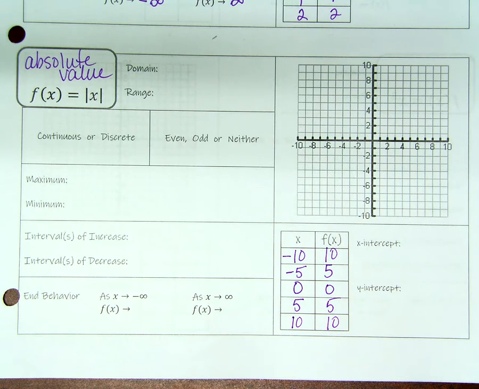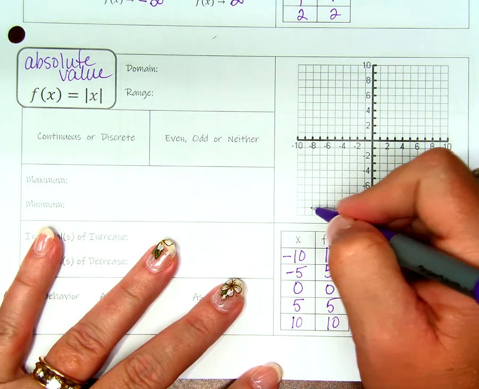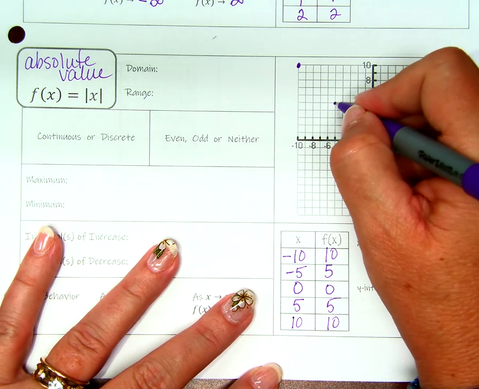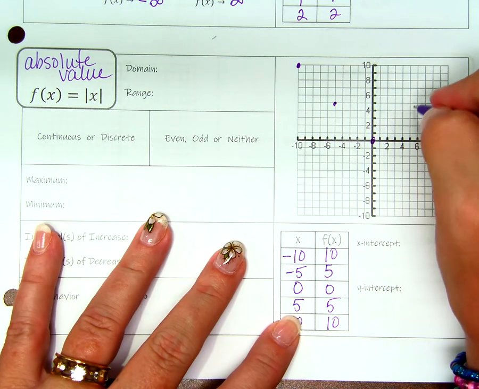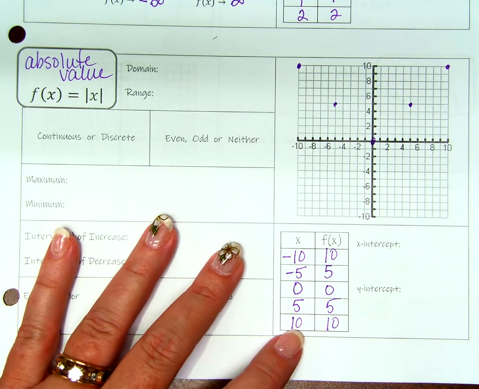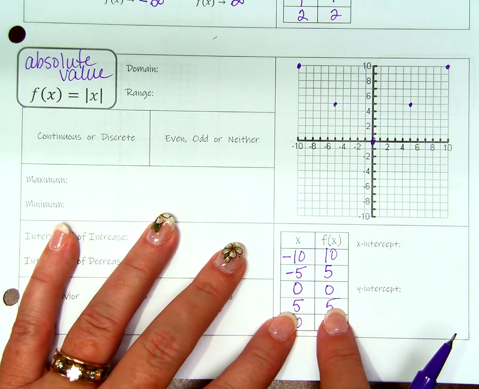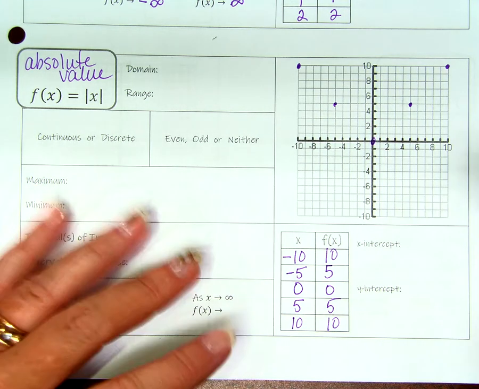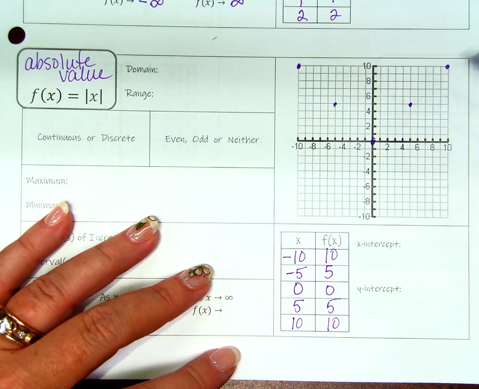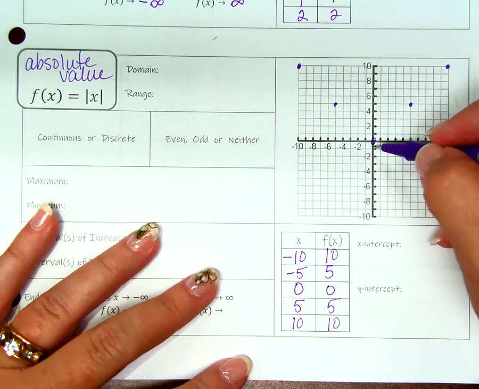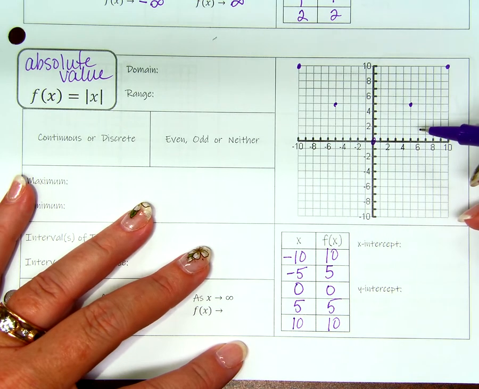All right, so let's plot those on the graph real quick. Negative 10, positive 10. Negative 5, positive 5. 0, 0. 5, 5. 10, 10. What if Jennifer decided she did not want 5 and 5, she wanted 4 and 4? Is it okay that she has a different table than me? Yes, absolutely. How many points can go on this table? We can only write 5, but how many can live here on this function? Actually, an infinite amount, right? Okay. So, can I connect these? Yes. How do you know?